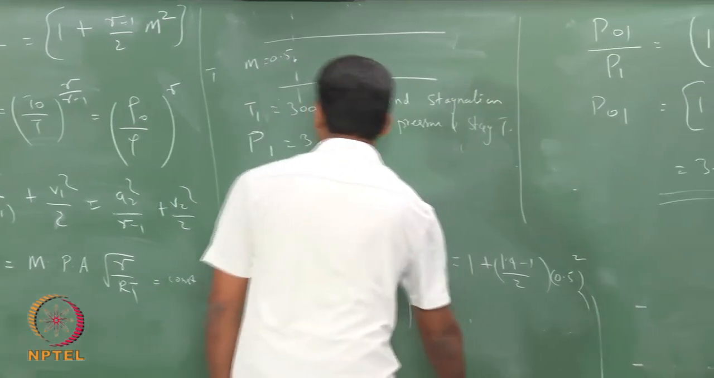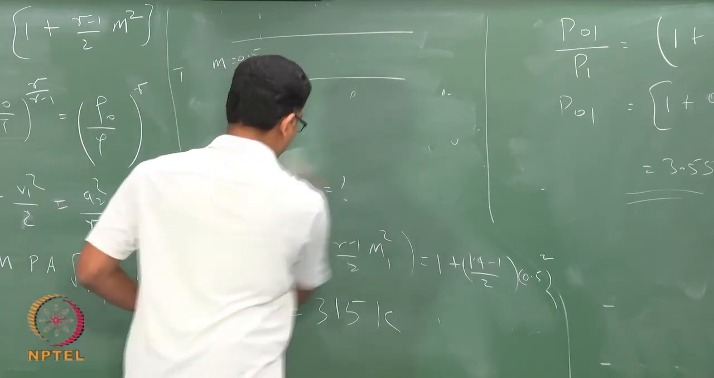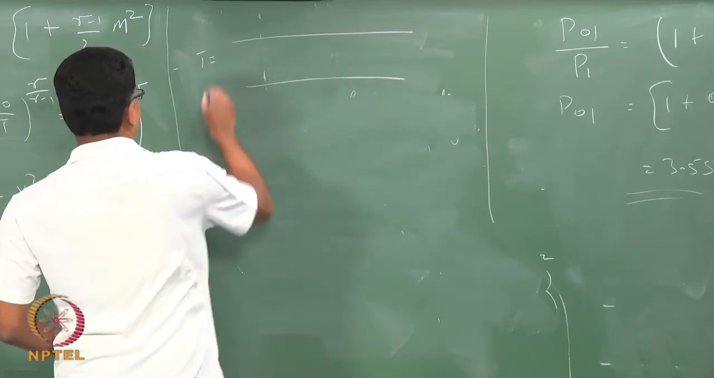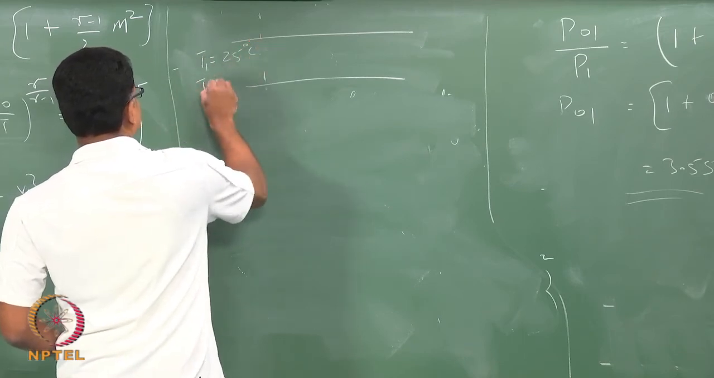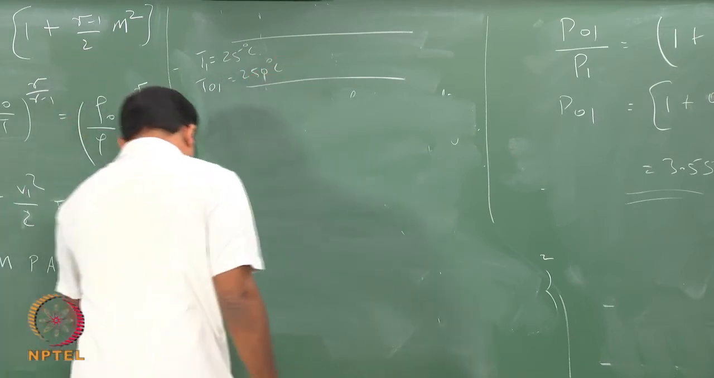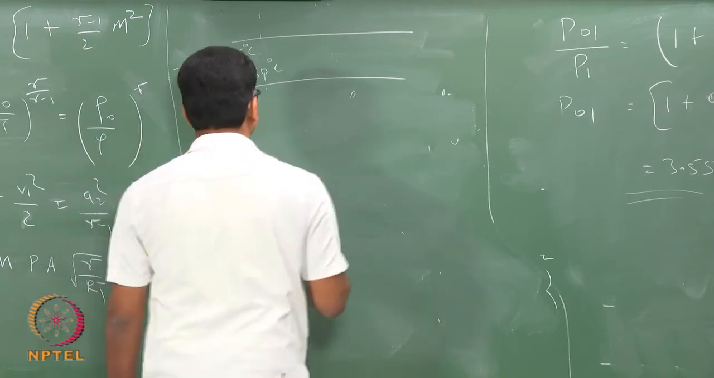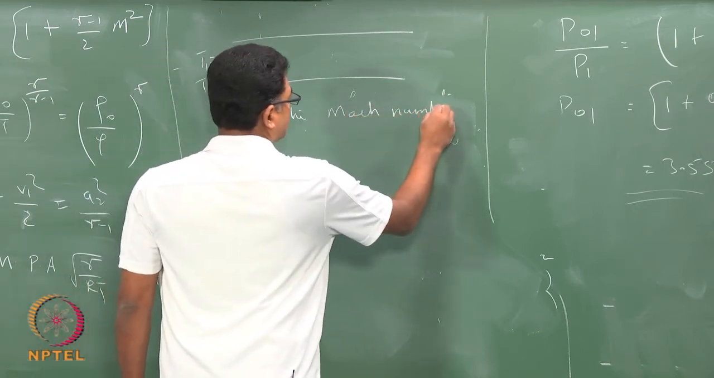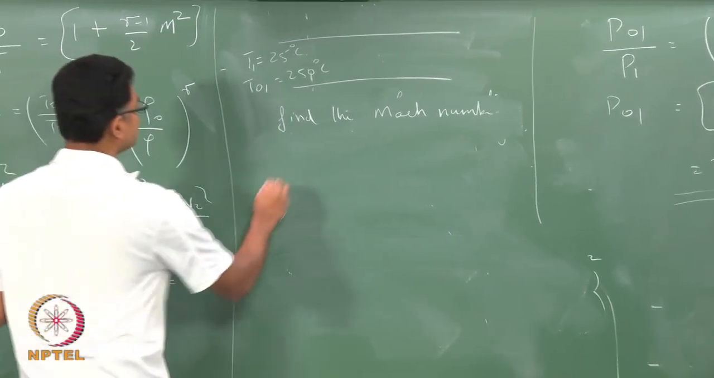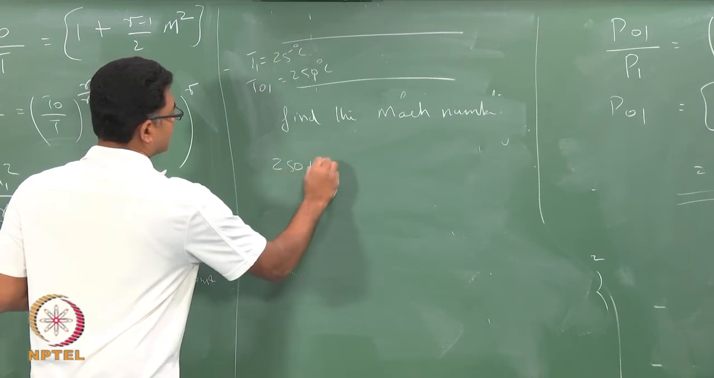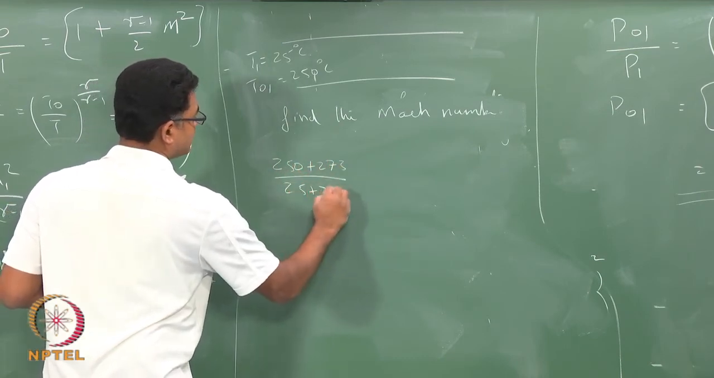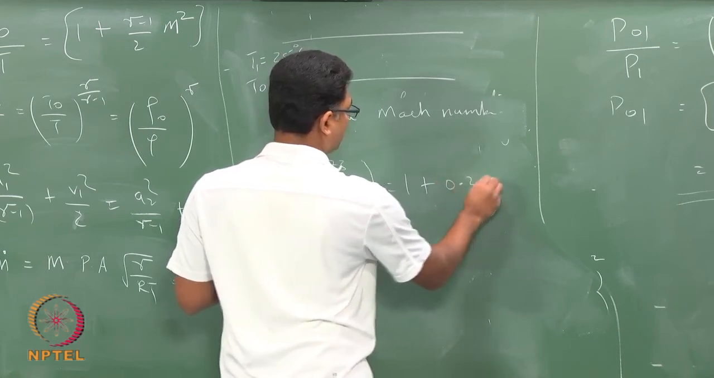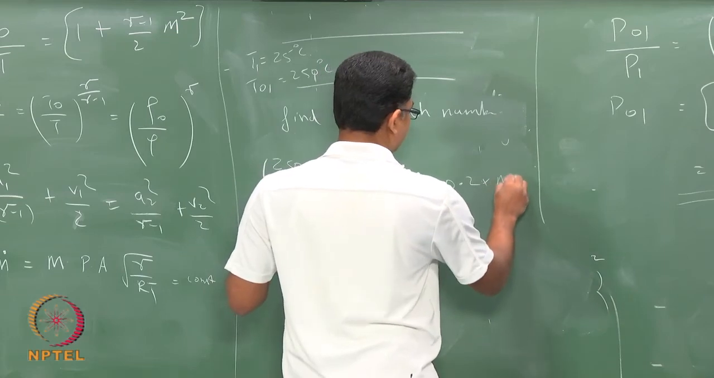So, if I reverse this question, the static temperature is 25 degrees Celsius and the stagnation temperature is 250 degrees Celsius. Find the Mach number. How do we do this? I can use the same relation: (250 + 273) divided by (25 + 273) equals 1 plus (gamma minus 1) by 2, which is 0.2, into M1 square.